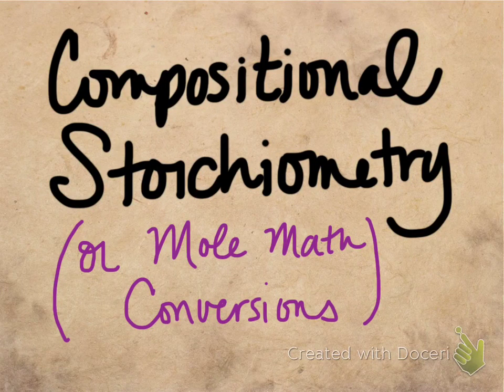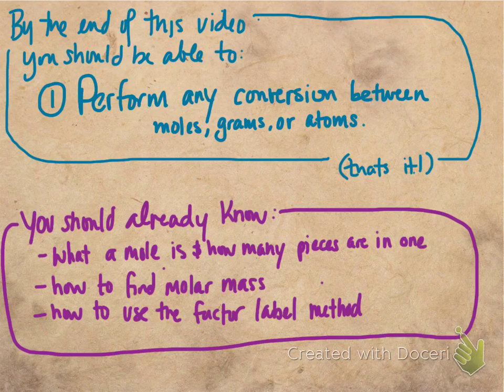Hi, this is Moser with a quick tutorial on compositional stoichiometry, otherwise known as mole math conversions. By the end of this video, you should be able to perform any conversion between moles, grams, or atoms of any pure substance. That's it. That's pretty short. You should already know what a mole is and how many pieces are in one mole. You should know how and where to find molar mass and how to use the factor label method. As long as you've got those things, we're ready to go.